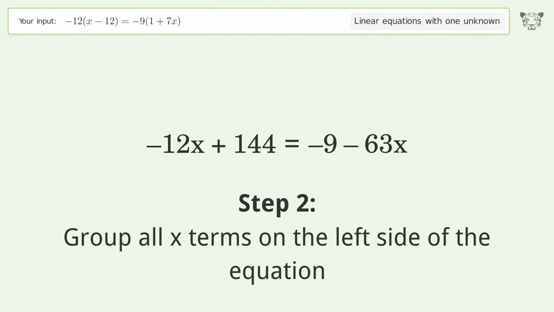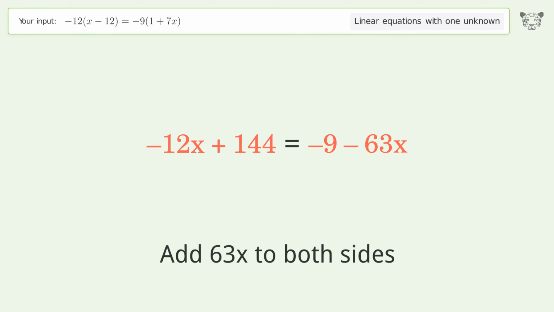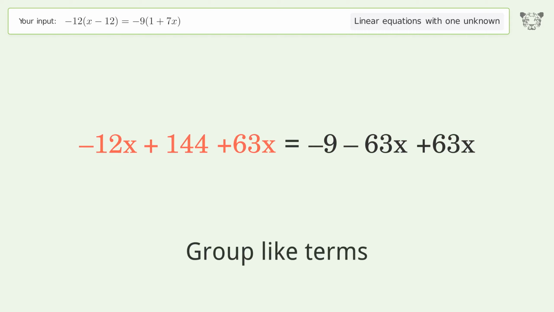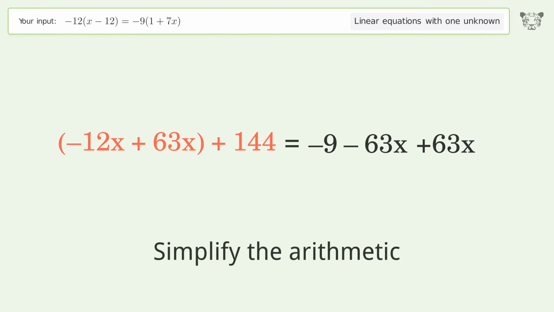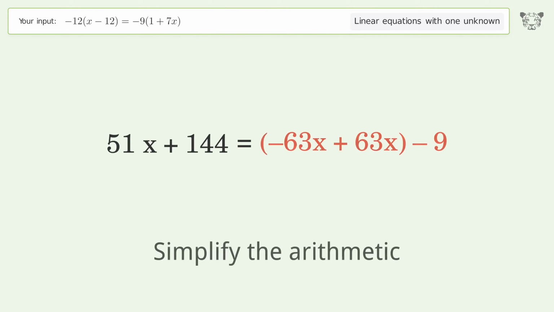Group all x terms on the left side of the equation. Add 63x to both sides. Group like terms. Simplify the arithmetic. Group like terms. Simplify the arithmetic.